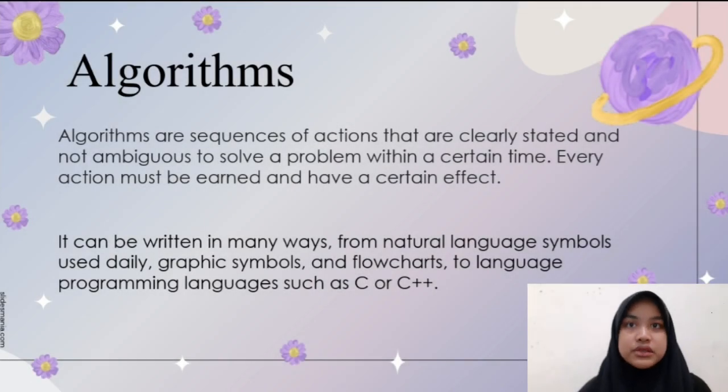First is algorithms. Algorithms are sequences of actions that are clearly stated and not ambiguous to solve a problem within a certain time. Every action must be earned and have a certain effect. It can be written in many ways, from natural languages, symbols they use daily, graphic symbols, and flowcharts to programming languages such as C or C++.